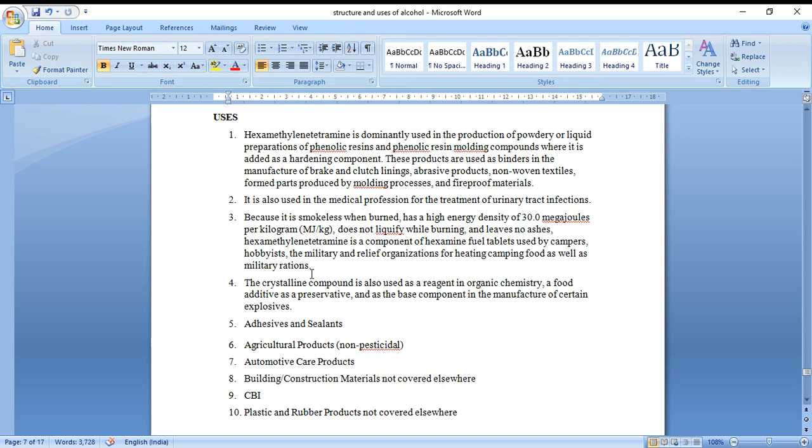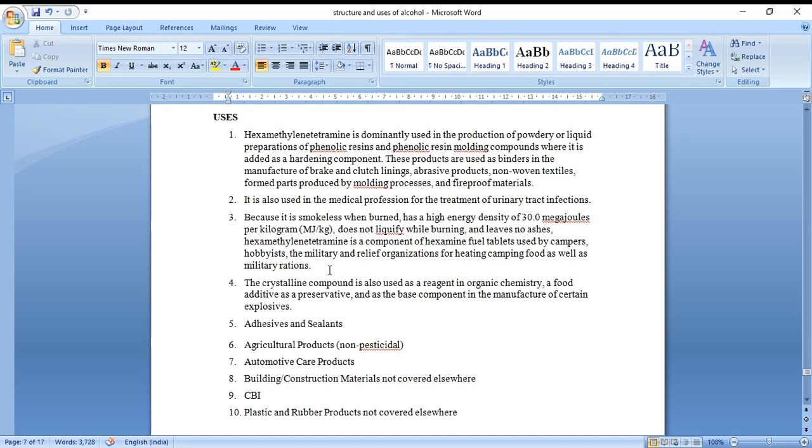Why is it generally used? Because wherever they go, they generally reside very secretly, so that other people may not know, whoever they may be, like terrorists. So in order to avoid that, they generally use it for camping food, so that no smoke is given off, they can cook easily, and they cannot be easily seen by other people.